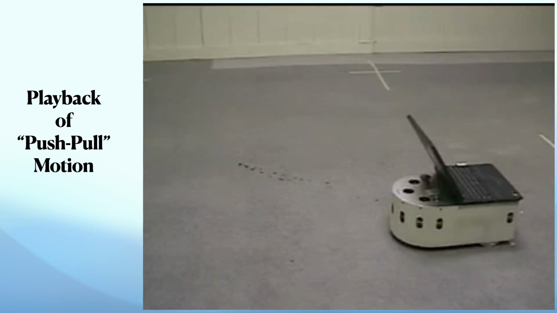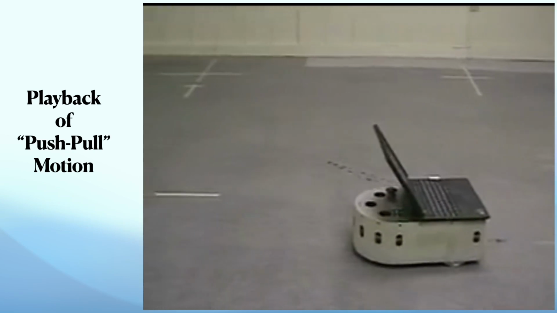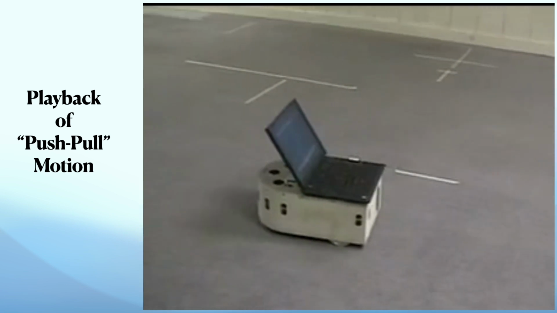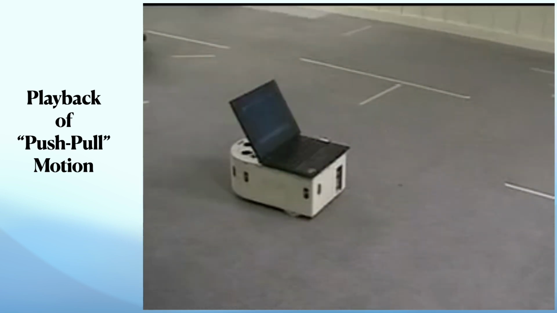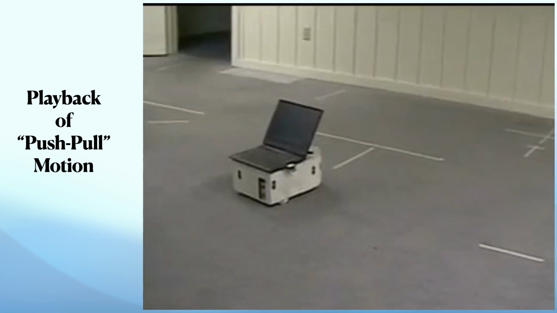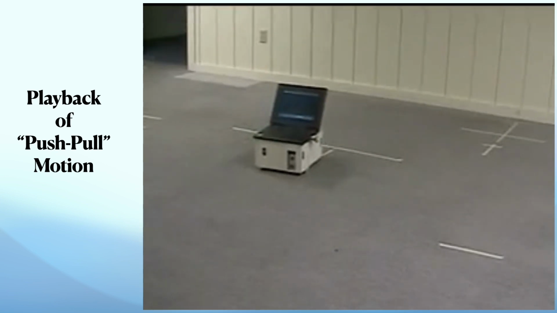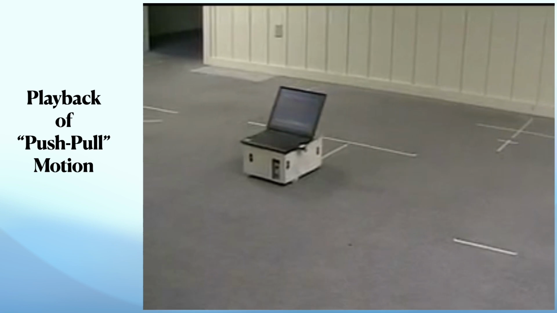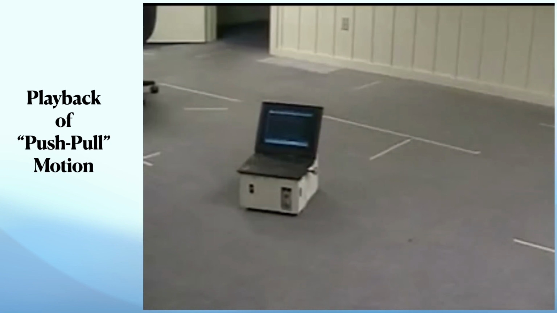Playback of push-pull motion. The previous push-pull motion is reproduced. To reproduce the push-pull motion, the motion file must include the vehicle's moving orientation, forward or backward. Furthermore, the file has to keep the positional information of switching points. Spatial information is more important than temporal data in motion reproduction execution.